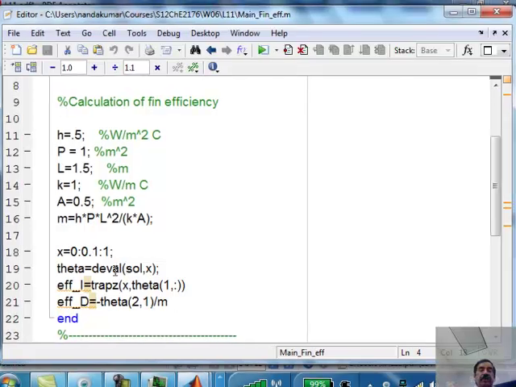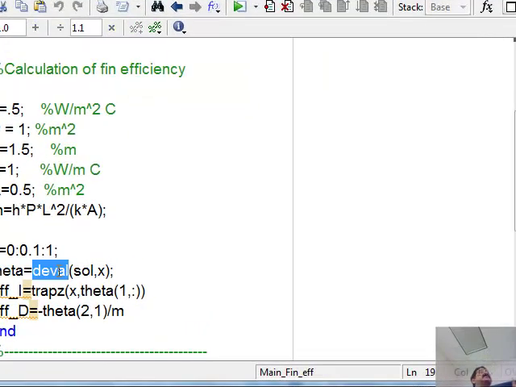And then there is a new function that I have used here. This is part of BVP4C, ODE45, the whole class of differential equation solvers, which allow us to interpolate the function. I will explain to you what that does later on. So that is a new function we're going to introduce. The next one is called trapz, T-R-A-P-Z.